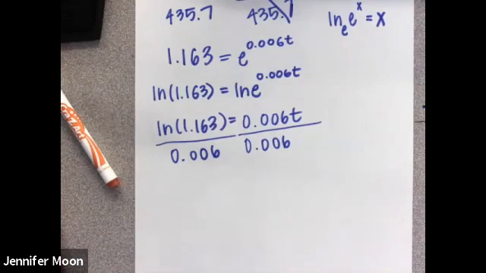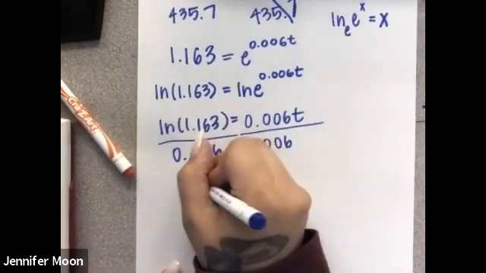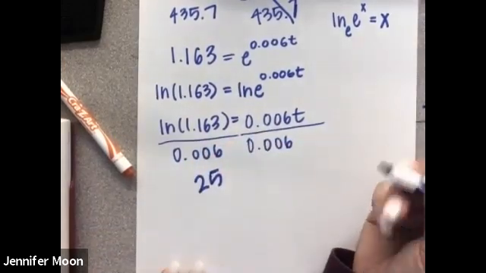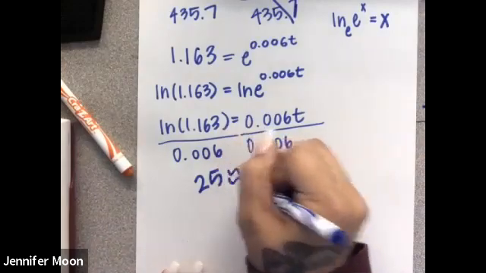You should get 25.16714, something big, right? So they actually have us round to the closest year. Because my tenths place is a 1, it's just 25, right? My t is 25. When I evaluated this in my calculator, I got 25, approximately, right?